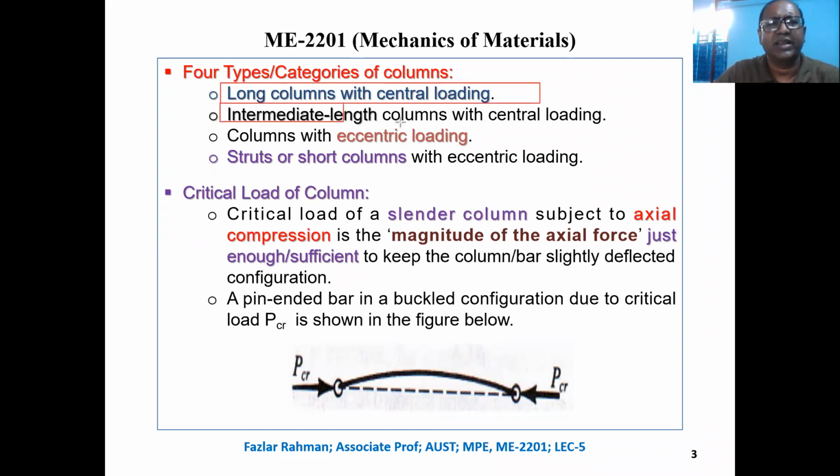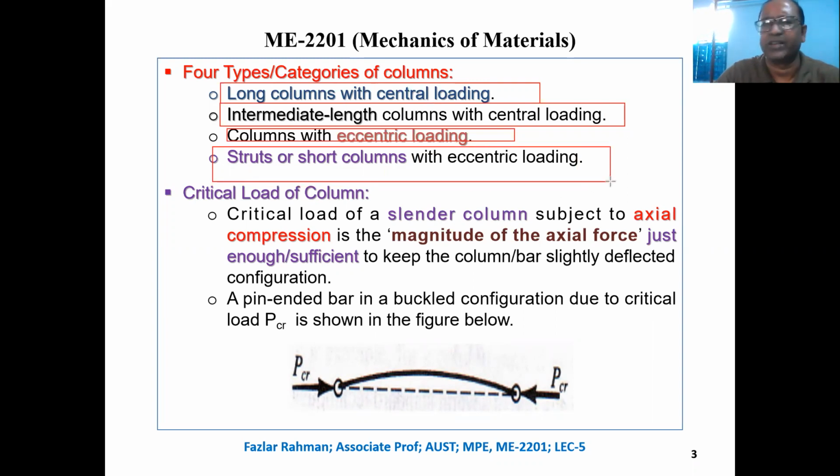Then an intermediate length column with central loading. Intermediate means it is not long and not short, right? The other one is a column with eccentric loading. Short, or strut, with eccentric loading. So you see, they are calling some columns long, short, and intermediate, and calling a strut one with eccentric loading.